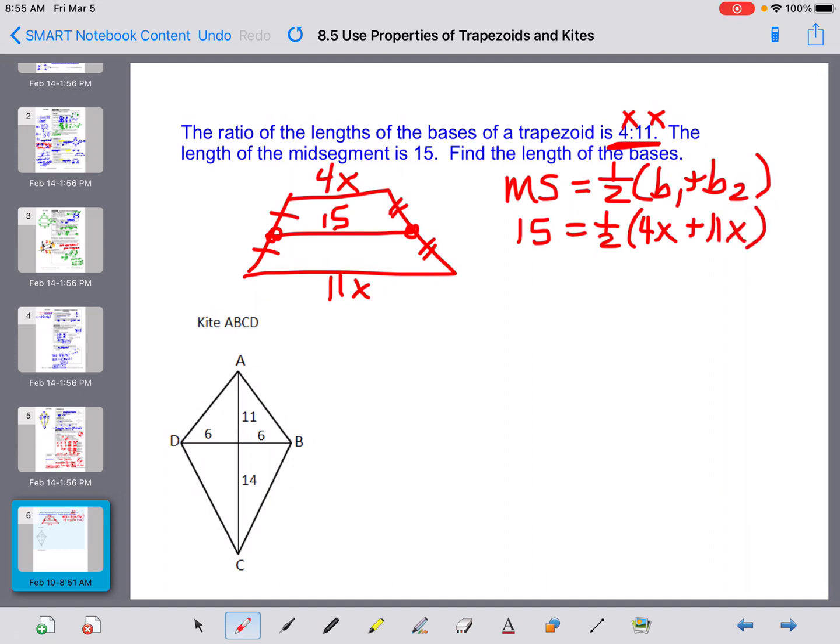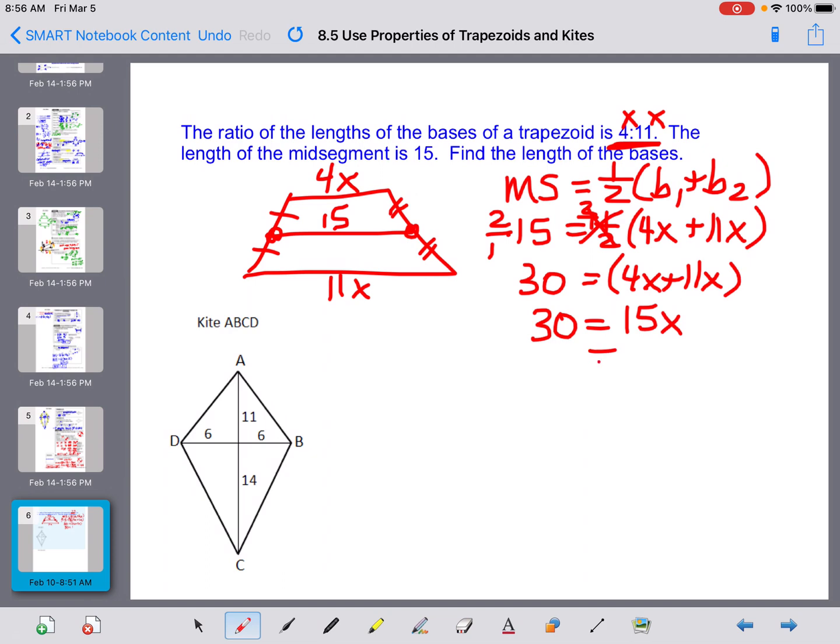All right. Do you like working with a half? How do I move it? I can move a half by multiplying by its reciprocal, which is 2 over 1. Same thing as 2, right? Cancels on this side, and I'm left with my 4x plus 11x. I multiply on this side. 2 times 15 is 30, divided by 1 is still 30. Over on the right, 4x and 11x make 15x. I can now divide by 15 and my x equals 2.